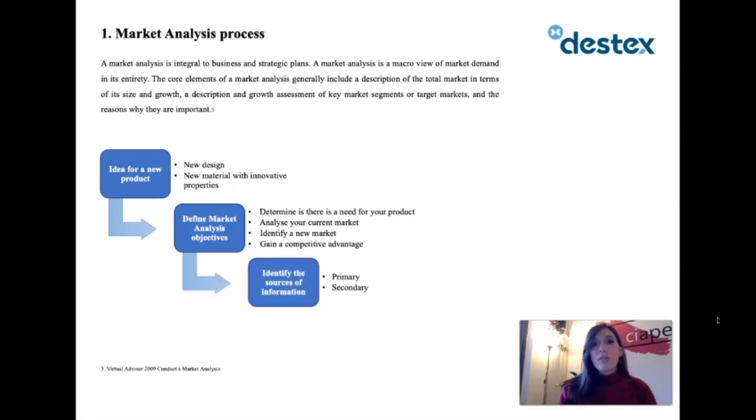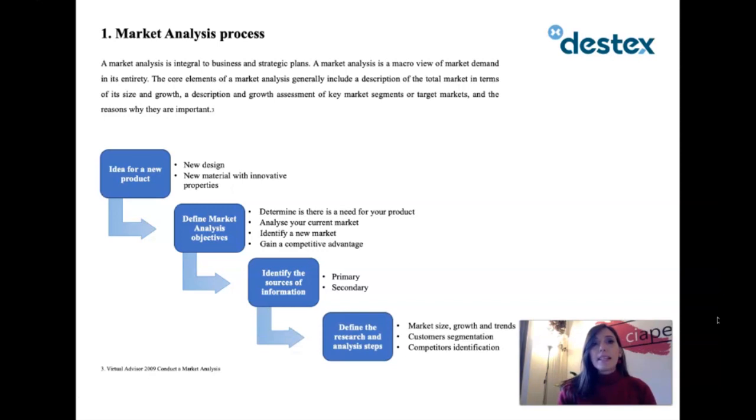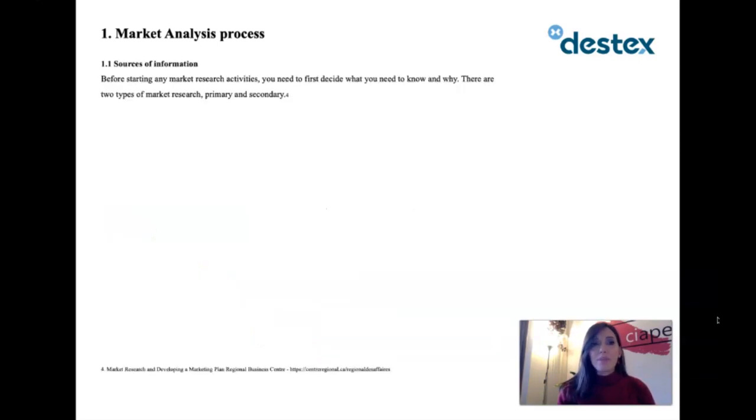Then we need to identify our sources of information, that can be primary or secondary. And finally, set up a clear analysis plan with the identification of the different points to be touched: analysis of markets, size and trends, customer segmentation, competitors identification.